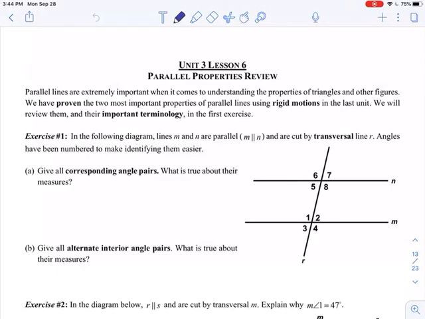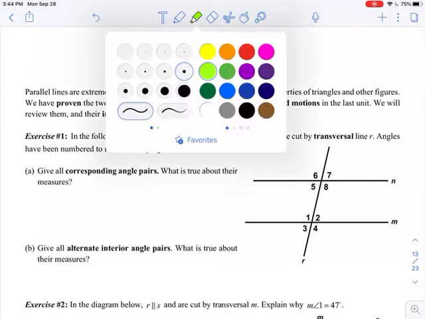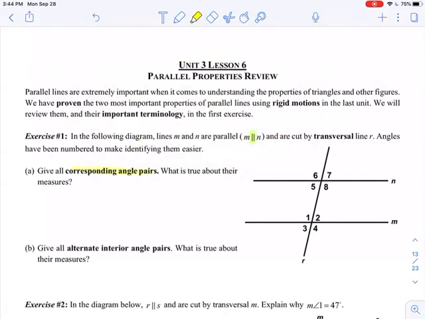We talked about parallel lines a little bit when we were talking about rigid motions in Unit 2, and we're just going to start off by reviewing some terminology that you should know. So in exercise 1, lines M and N are parallel to each other. The symbol that I use for parallel is these two straight up and down lines, and they're cut by transversal R. So when you have two parallel lines cut by a transversal, there are actually 8 angles that are formed. So we're first going to talk about corresponding angles.